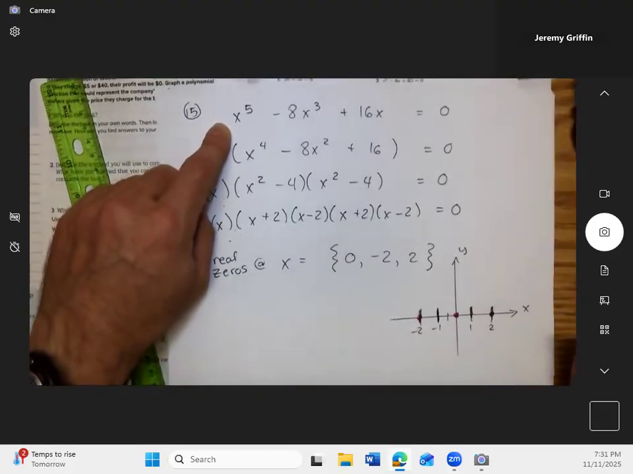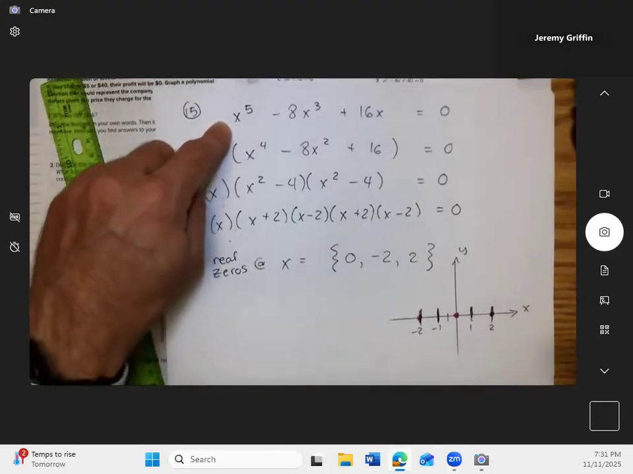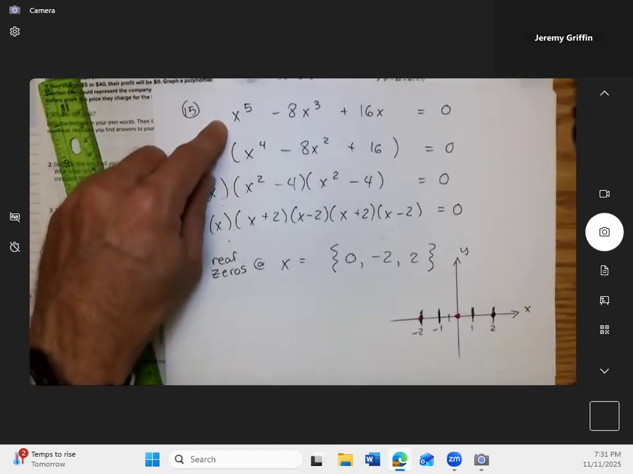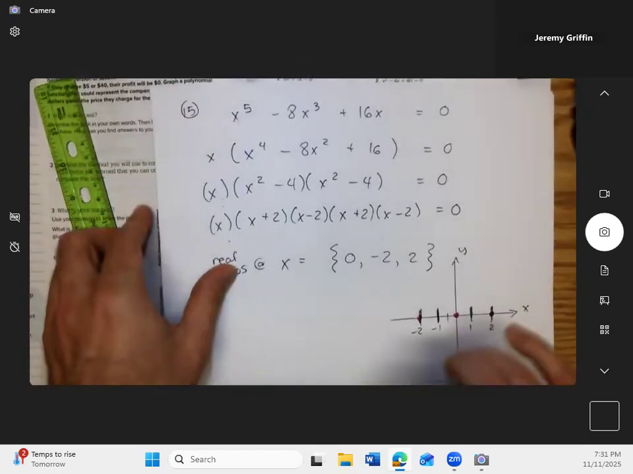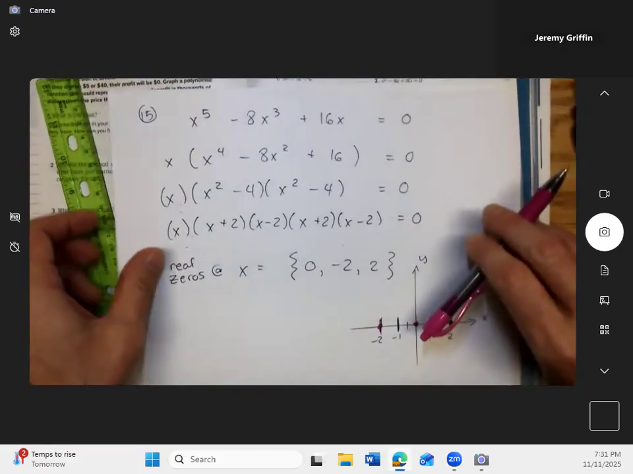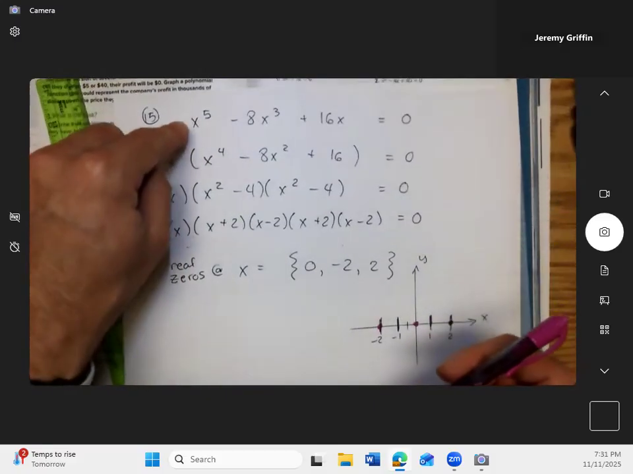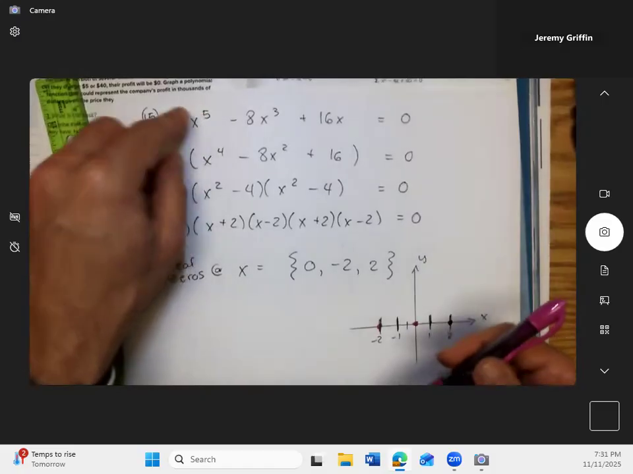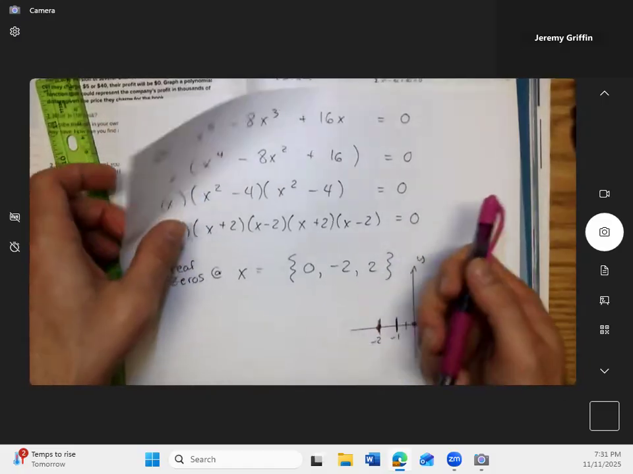I see what's going to dominate is this x to the fifth term, and since it has a positive leading coefficient, in this case +1, I know if x gets really big, y gets really big, it's going to go up and to the right. The whole graph goes up and to the right. And what if I go to the left? If I plug in a huge negative number to an odd power, it's going to go hugely negative, which should be down to the left.